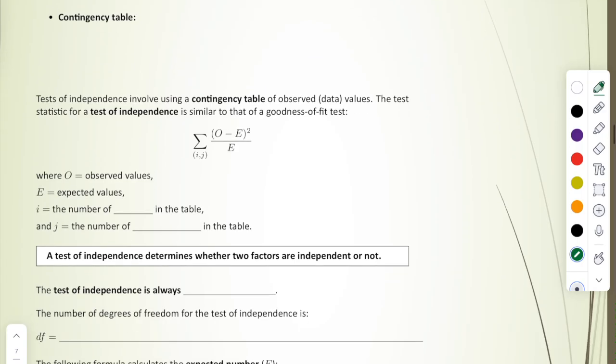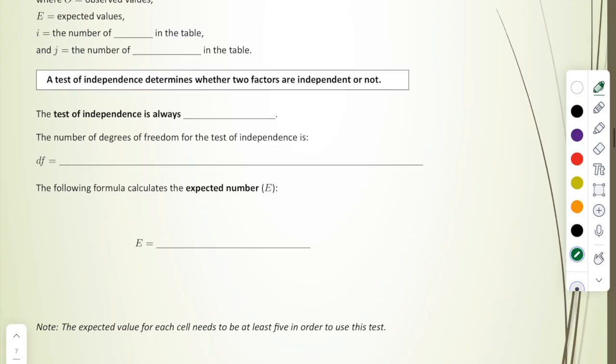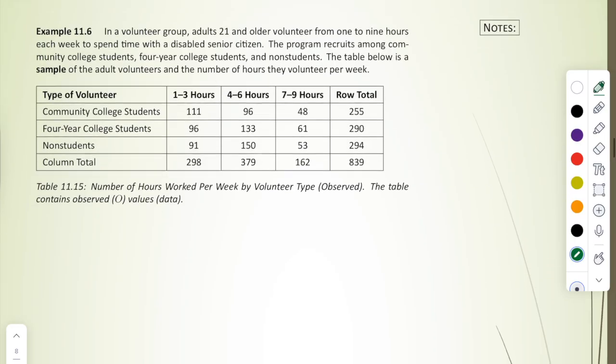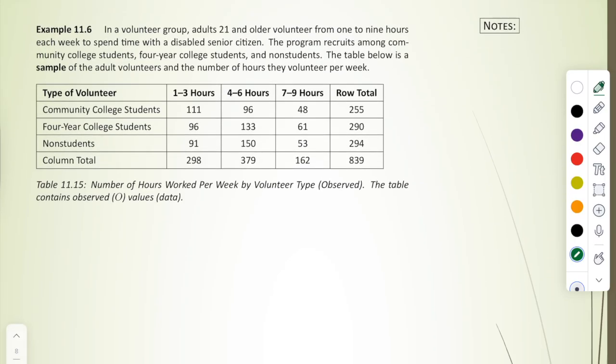Okay, so go ahead and read this right here. All right, read that. And we're going to go ahead and start with an example. In a volunteer group, adults 21 and older volunteer from 1 to 9 hours each week to spend time with a disabled senior citizen. The program recruits among community college students, 4-year college students, and non-students. The table below is a sample of the adult volunteers and the number of hours they volunteered per week.